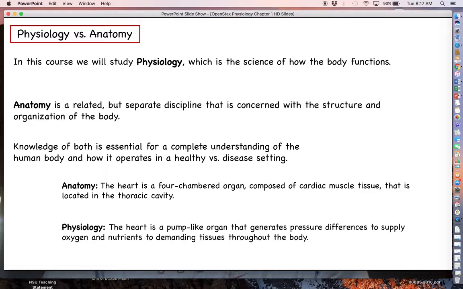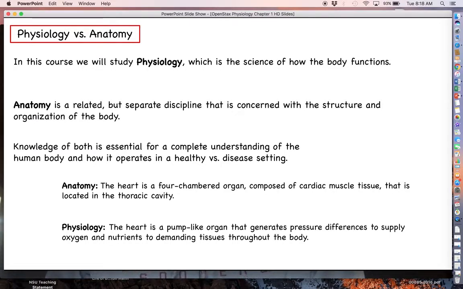Now, to clarify, just because this is a physiology class, that does not mean we are going to pretend anatomy does not exist. The same way in your anatomy class, you likely did not pretend that physiology did not exist. The best way to think of these two things is as two different sides of the same coin. In this class, we are going to be spending all of our time looking at the physiology side of the coin, but we always need to be aware that on the other side, there is the anatomy side that we need to at least appreciate.